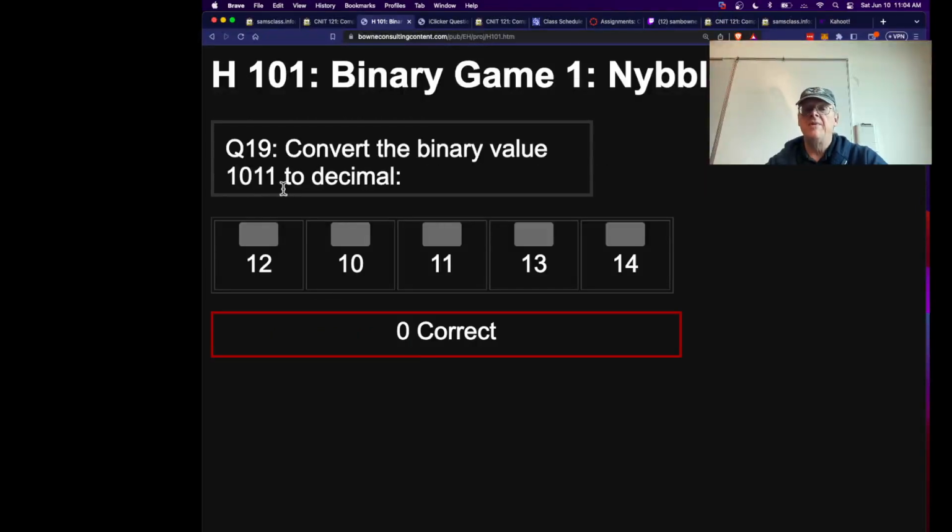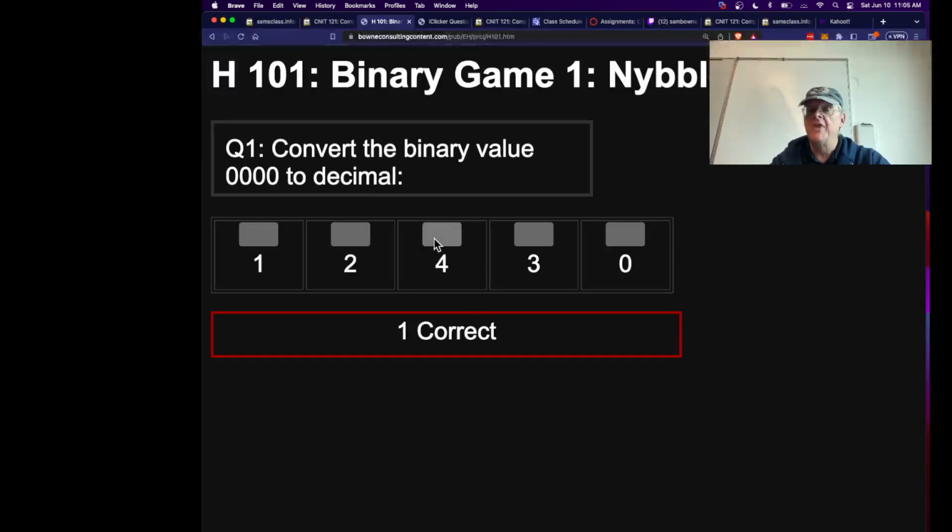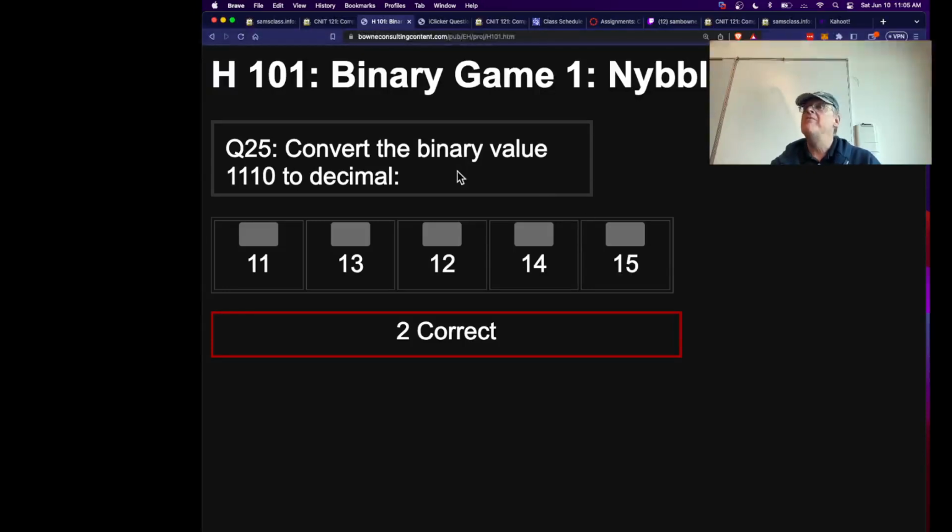How about this one? 10, 11. What's that? 11. Yes, it's 8, no 4, and 2. That's 10. That's 11. 10, 11 is 11. Okay? So now you got one correct. How about that one? 0. Okay. How about that one? 13. 15? 13. No.